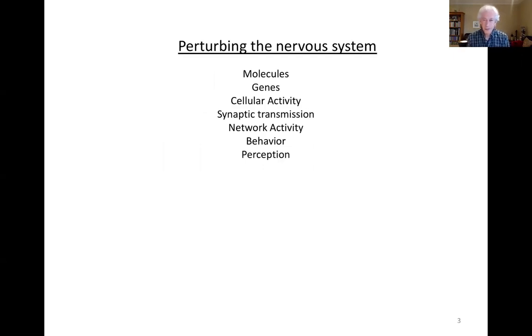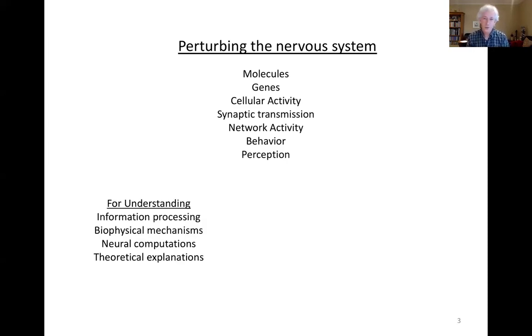There's a lot of ways to perturb the nervous system. You can perturb molecules, genes, synaptic transmission, behavior, perception, cellular activity. In general, it's important to know, if you're going to be perturbing the nervous system, what is the reason you're doing that? The goals can be for understanding the information processing, understanding biophysical mechanisms, how they work, not only the biophysical mechanisms that are activated by the perturbation method, but understanding biophysical mechanisms in general, understanding what the neural computations are in the nervous system, giving theoretical explanations, you know, why is the nervous system working the way that it is. All of these things can be benefited by perturbing the nervous system, and techniques such as knocking out genes, blocking synaptic transmission, blocking certain receptors have been used to great advantage for the purpose of understanding.